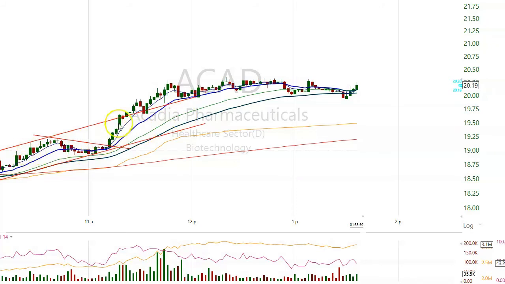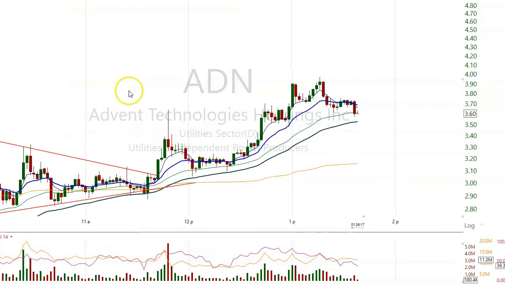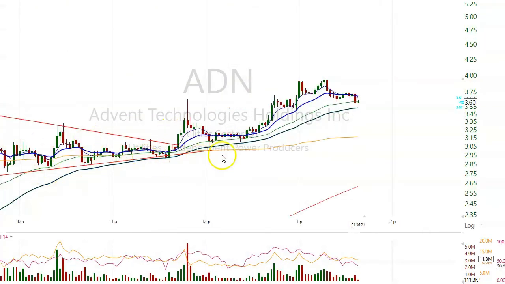a declining channel, and a coil is over a longer period of time trading sideways. There's no defined direction for the stock. This stock has a direction in this ACAD. This is an uptrending channel, so it has direction. For the ADN, you see here, there's no direction. It's just trading in here sideways.